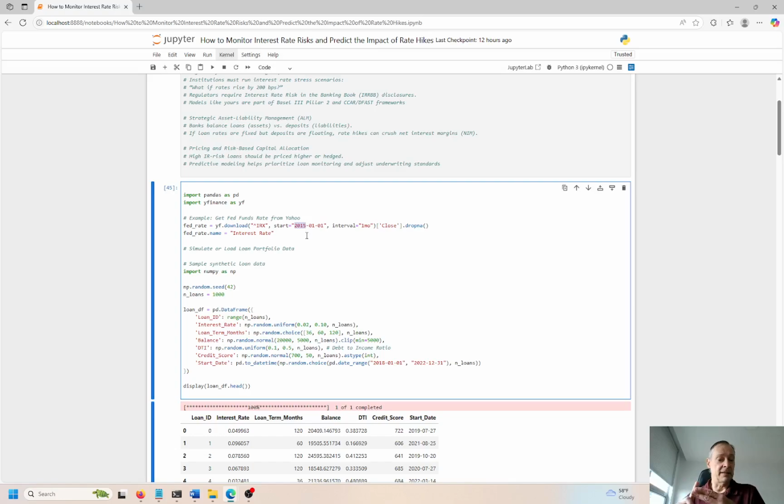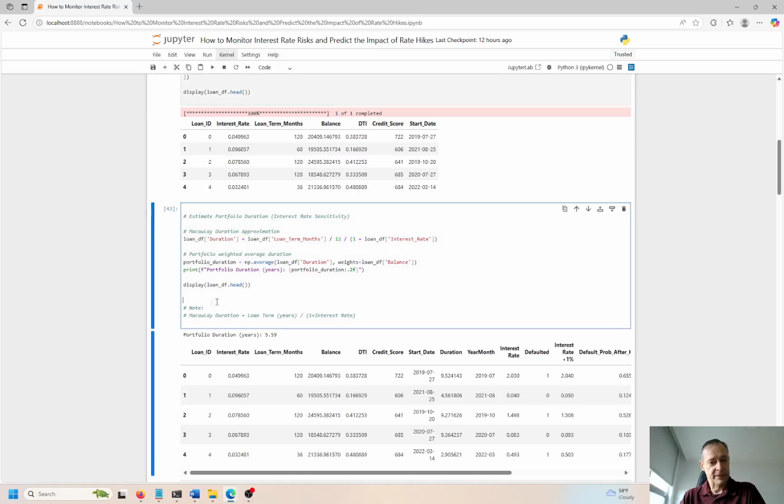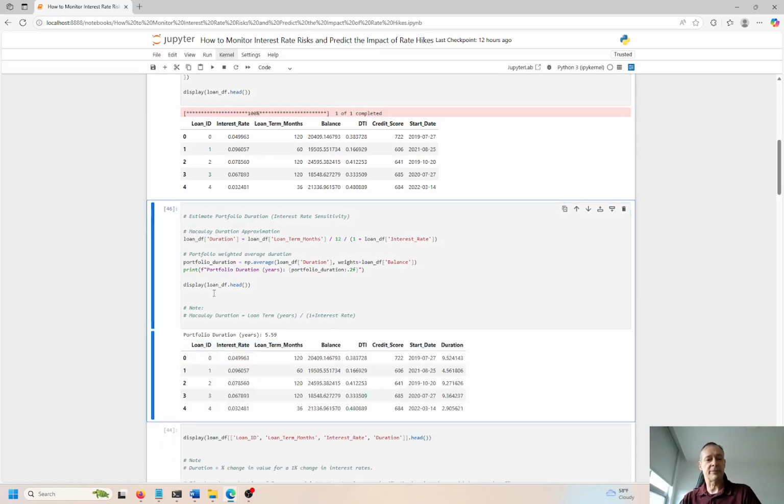So we have loans identified by loan ID, interest rates, the loan term in terms of months, like the duration of the loan, how long is it going to last, the balance, the DTI, which is debt to income, credit score for this borrower, and the start date of the loan, okay? And I will give you all this code so you don't have to make notes, you don't have to write this down and try to interpret it in real time and pause the video. You can watch it from the beginning to the end, straight through, and just download the code at the end. I'll give you a link where you can download all this and you can copy it and paste it and run it in your own environment.